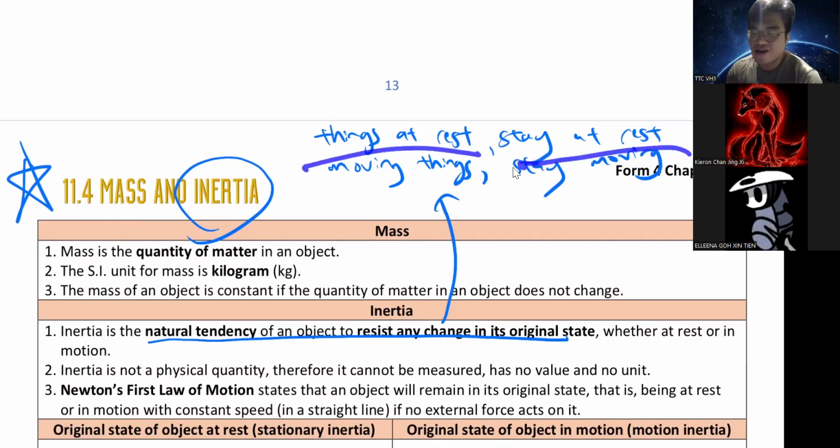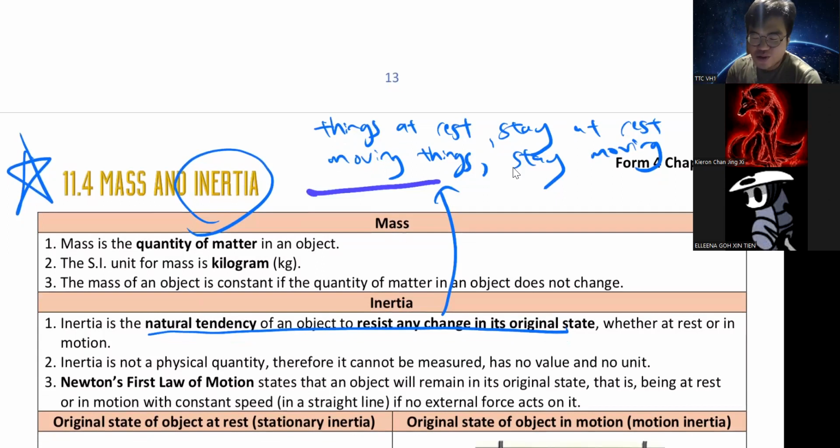Okay, things at rest stay at rest. The bus wants to move, you don't want to move, so you go backwards. All right. And then the other way around, when the bus is moving, now you are moving also. But when the bus slams on the brake, your body says, no, I don't want to stop. Just now, I didn't want to move. Now, I don't want to stop. So the bus stops, you don't want to stop, you will crash forward.